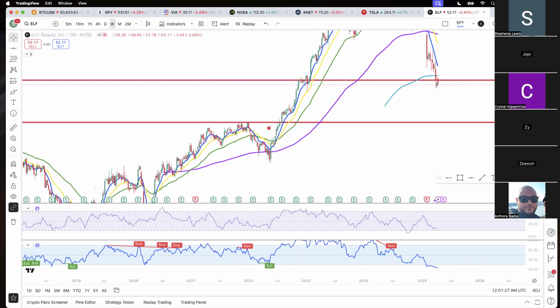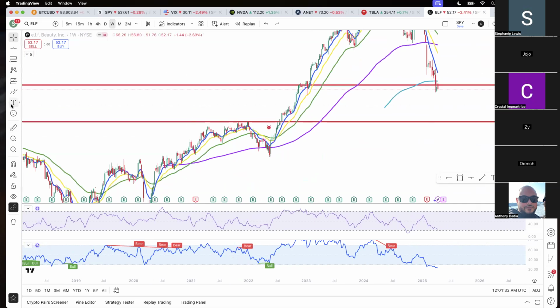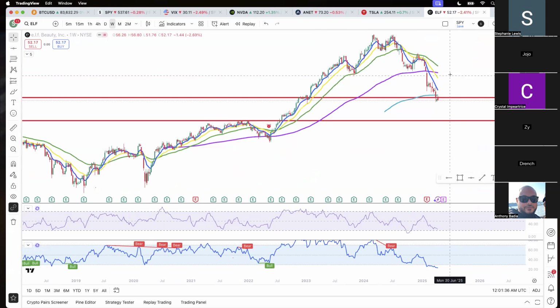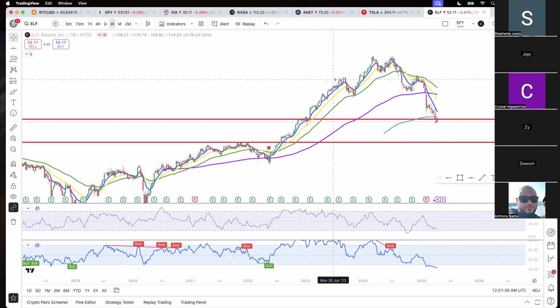Oh, you have a call you bought at 74. How much time do you have on them? You can even see on the weekly, head and shoulders. Look at this left shoulder, head, right shoulder. You have 2 years on it.